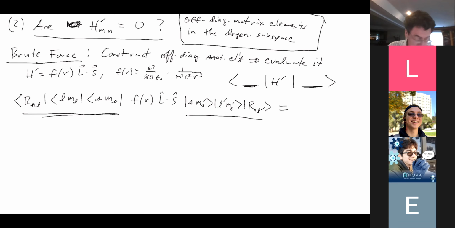Very good, that's it. Okay, so now let's notice that the radial part does not matter here. This acts on the angular variables, and this acts on the spin, but this is the radial function, so it slides right through. So I can rewrite this like this: R and L, F of R, and L prime.